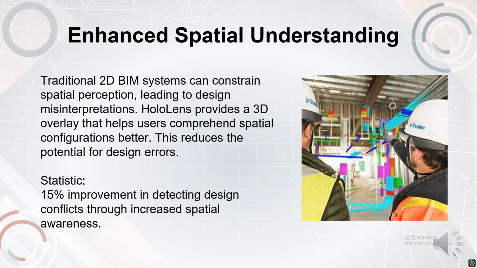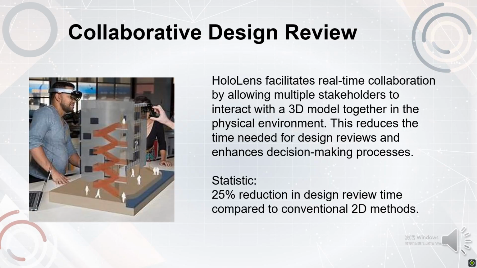HoloLens provides a 3D overlay that helps users comprehend the spatial configurations better, and this reduces the potential for design errors, with a 15% improvement in detecting design conflicts through increased spatial awareness. It facilitates real-time collaboration by allowing multiple stakeholders to interact with the 3D model together in the physical environment, with a 25% reduction in design review time compared to conventional 2D methods.